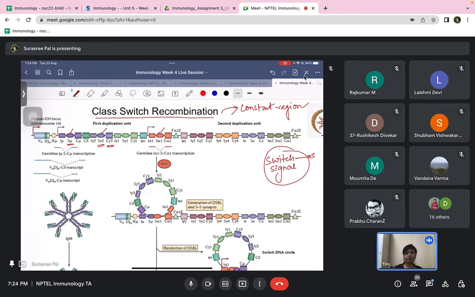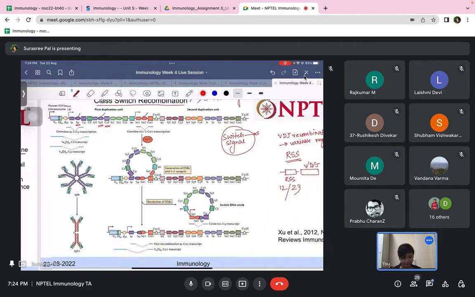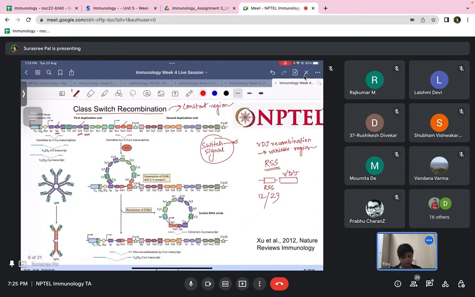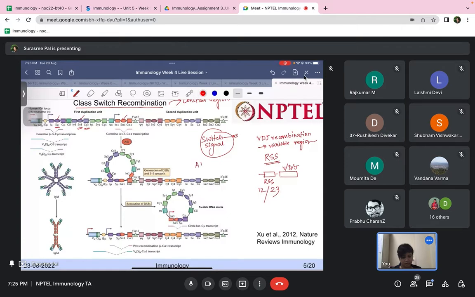Here, in case of class switch recombination, another enzyme is AID. AID is the enzyme which is responsible for this class switch recombination, and this is the recombinase, right?